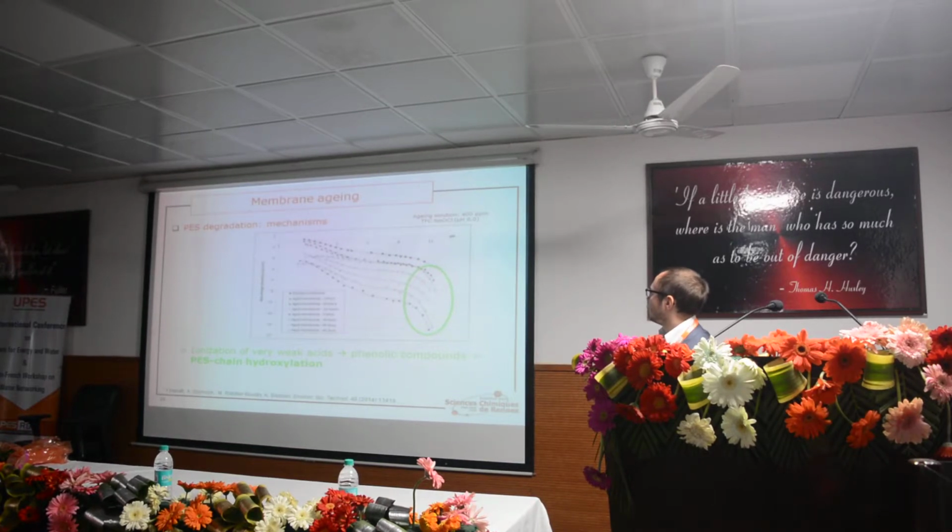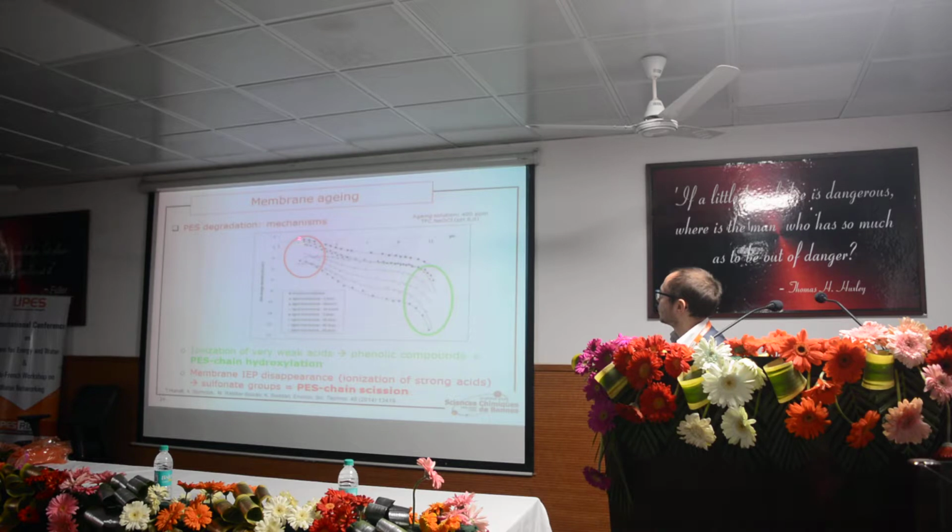This is the ionization of a very weak acid, because it appears around a pH of 10. And this is compatible with the formation of phenolic compounds. This shows that PES chain scission and PES chain hydroxylation occur during membrane aging.